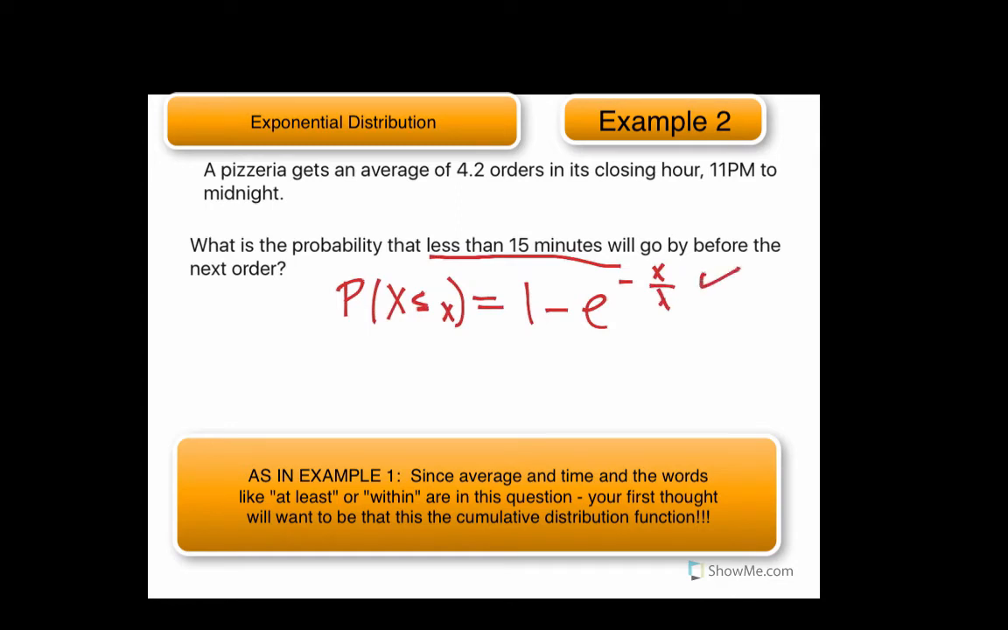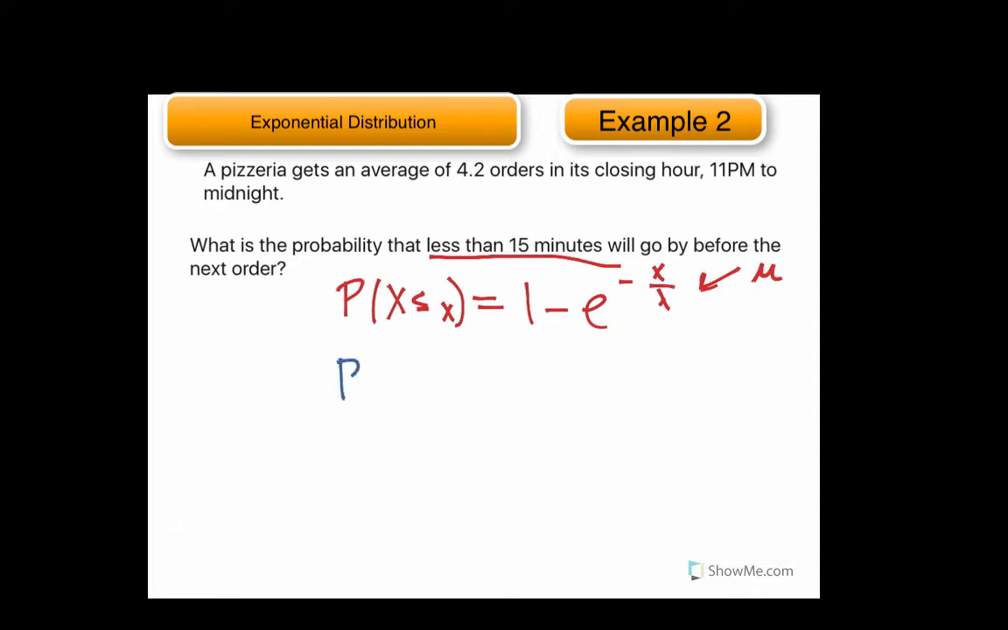And sometimes instead of lambda, you'll see a mu. Don't let that confuse you. It means the same thing. But in this problem, we want to solve the probability that x is less than or equal to 15, right? Less than 15 minutes. And so now it's already in the form we want it. So we can plug it directly into the exponential cumulative distribution function. So that's what it would look like.